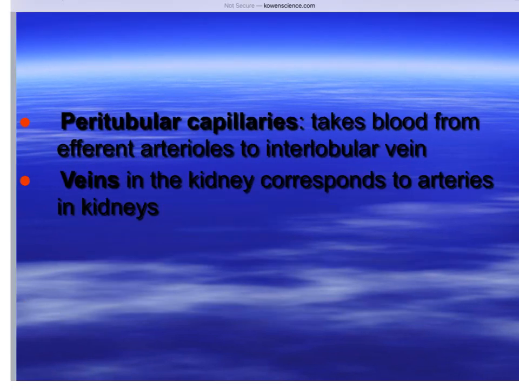The peritubular capillaries take blood from the efferent arteriole to the interlobular veins, and then the veins in the kidney correspond to the arteries in the kidney. So they're going to take the blood away from those sections.